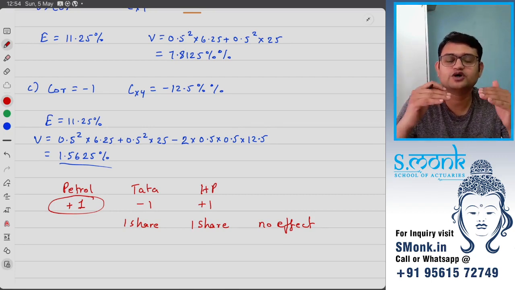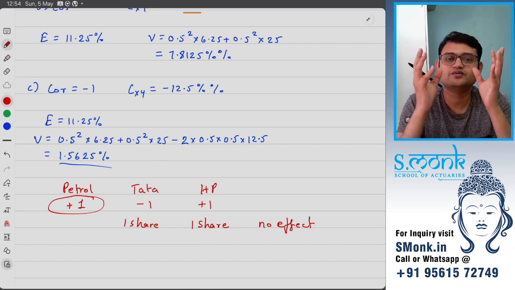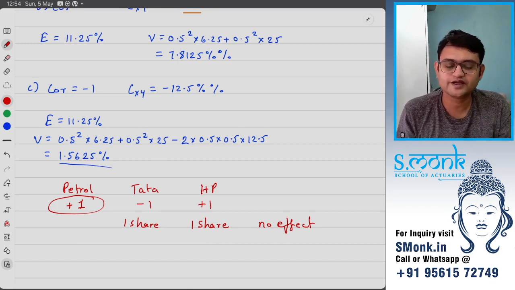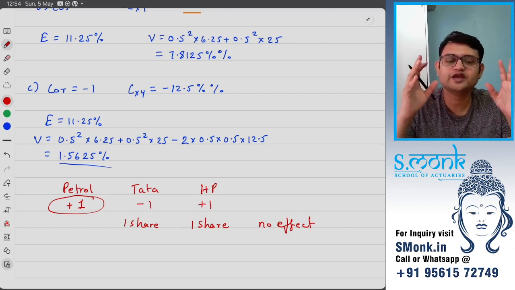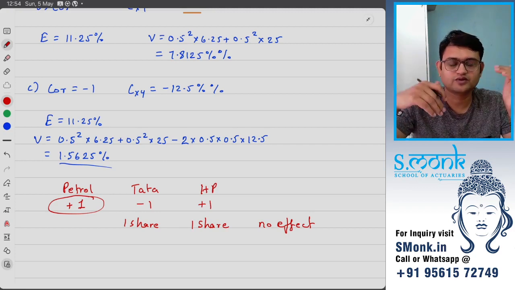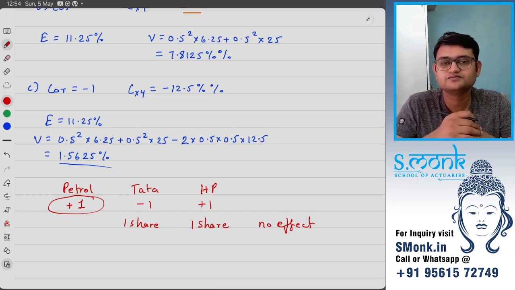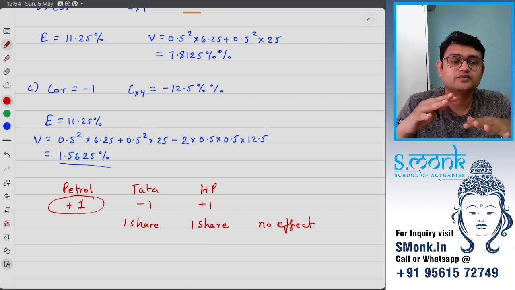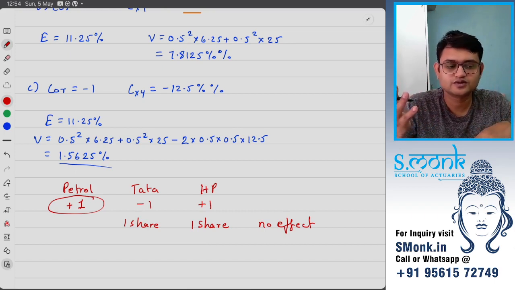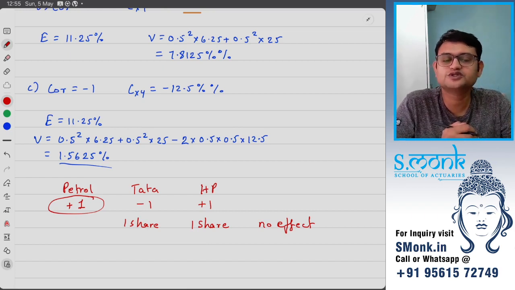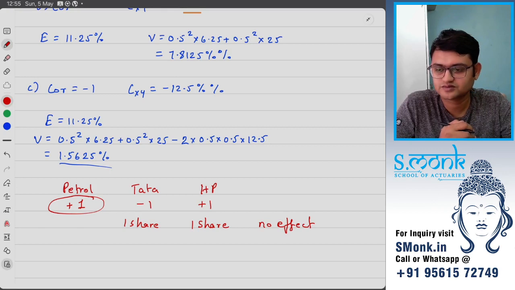We make sure that the risk is decreased, reduced, or almost negated by investing in stocks that are negatively, what do we say, inversely proportional to each other. Okay, so that is hedging.